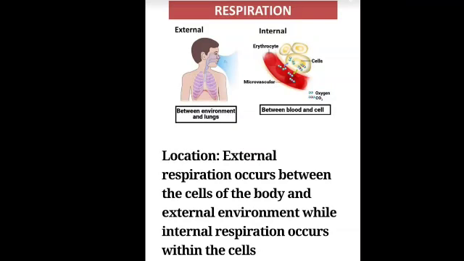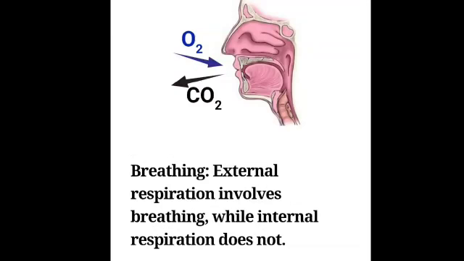Let's quickly go through the differences between internal and external respiration. External respiration occurs between the cells of the body, that is the alveoli cells present in the lungs, and the external environment, whereas internal respiration occurs within the cells. That is why it is called cellular respiration. Next, external respiration involves breathing, which is a physical process, whereas internal respiration does not require breathing. It is a biochemical process that happens inside the cell.